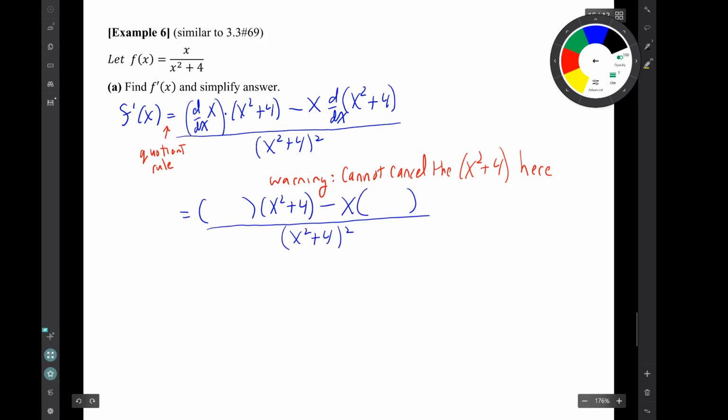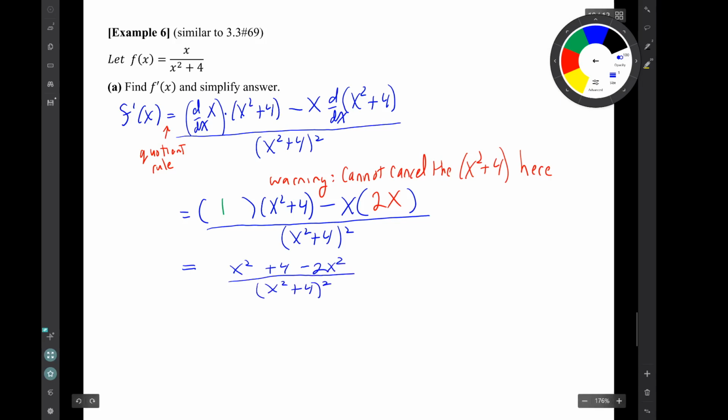So the derivative on the left is the derivative of x, so that's just the number 1. The derivative on the right is the derivative of x squared plus 4. The derivative will be 2x. Now we simplify. Now this can be simplified further.